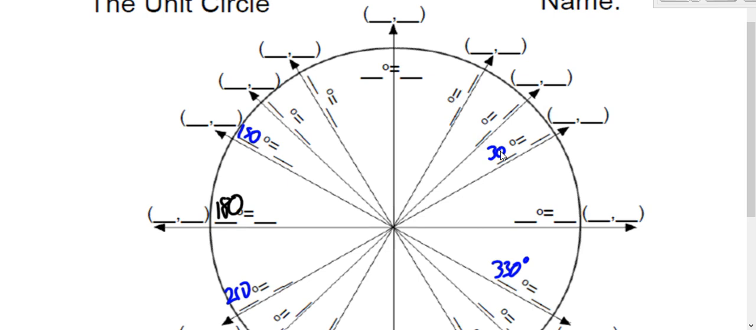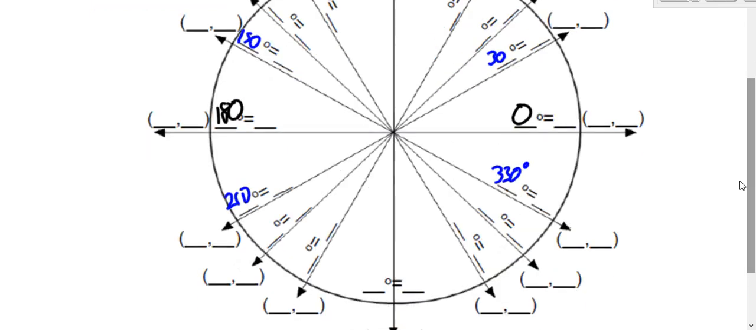That's going to be a big part of what we have in a minute here. Straight up, that would be 90 degrees. Straight down, that's 270. You need to know your axes. You need to know those degrees.